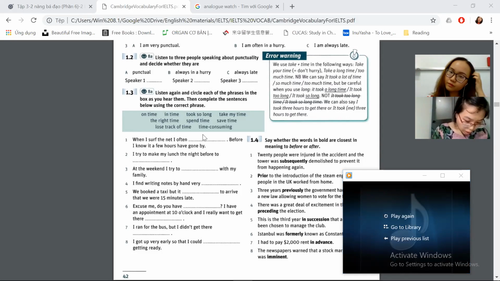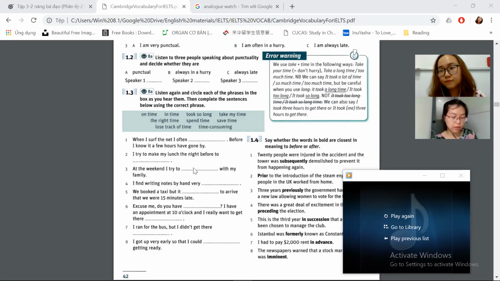Number 3. At the weekend, I try to take my time with my family. Not really. I spend time. Spend time. Yes. Number 4. I find writing notes by hand very time consuming. Okay. Very time consuming. Number 5. We booked a taxi, but it took so long to arrive that we were 15 minutes late. Very good.